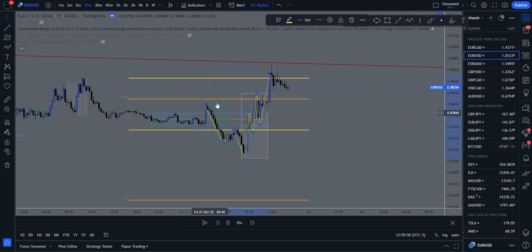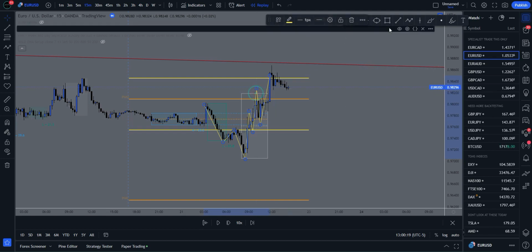Okay, so here's a W type 1 setup. We break the low of Asia, first leg, second leg a little bit deeper, because we needed to trigger more people to go short. Once this low got broken, sell stops, and then boom, aggressively up. 1, 2, 3. Okay, so this was a W type 1.